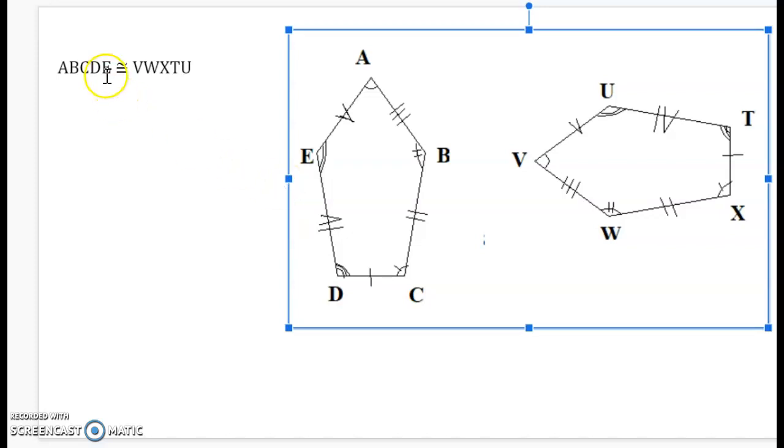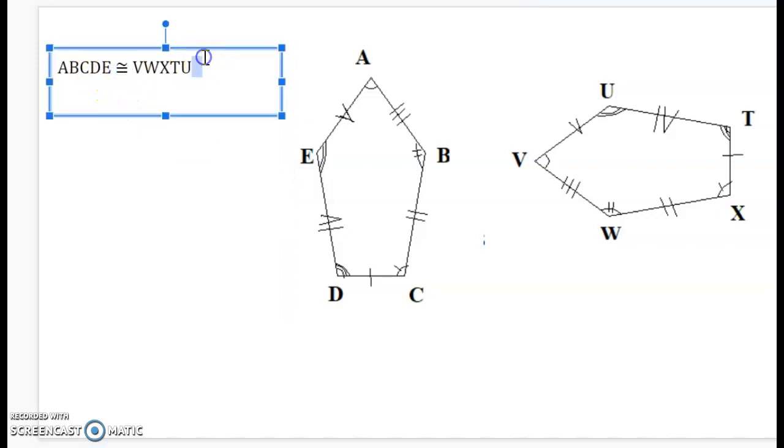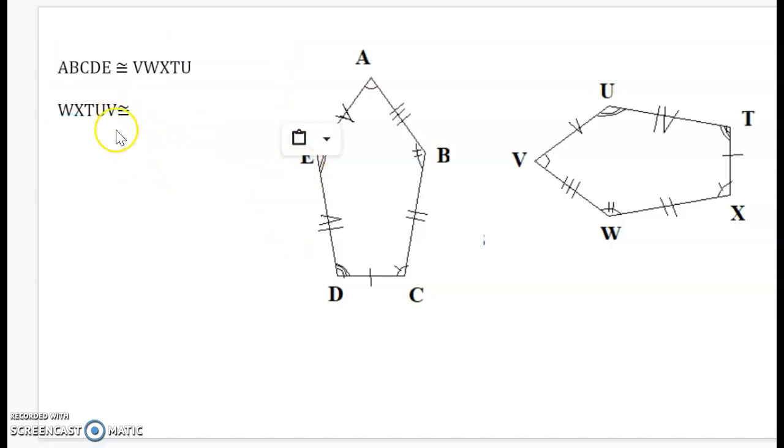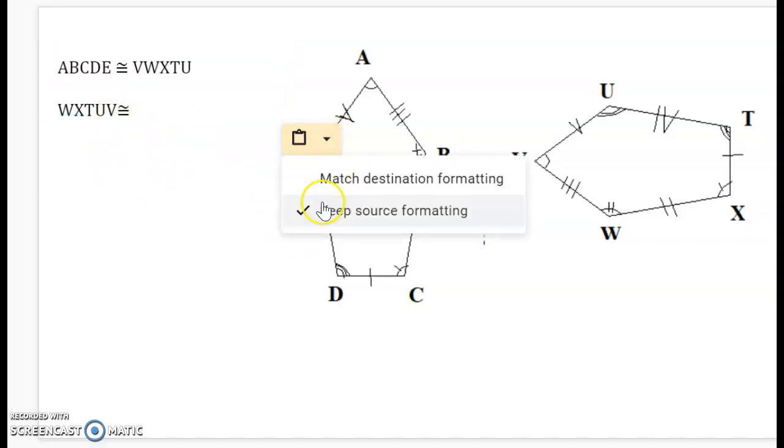Now that's not the only way that we can write this situation. We've got other ways that we could write this. In fact, I could start with any line that I wanted to. I could say, well, what if I wanted to say, what is WXTUV congruent to? So if I went WXTUV, I've got to start with my angle W, which I know corresponds to the angle over here.